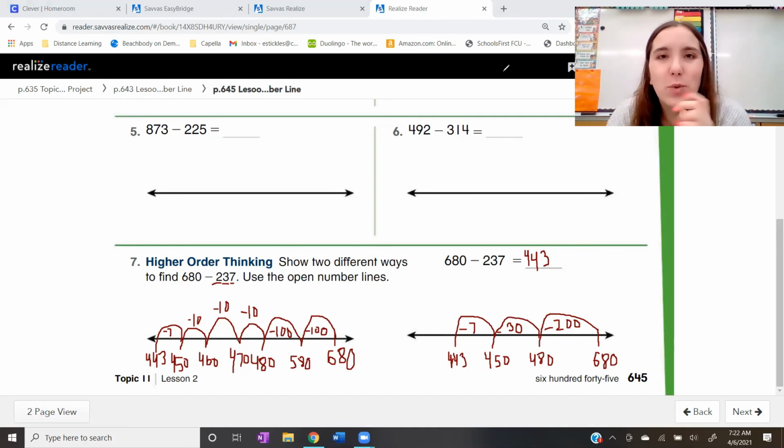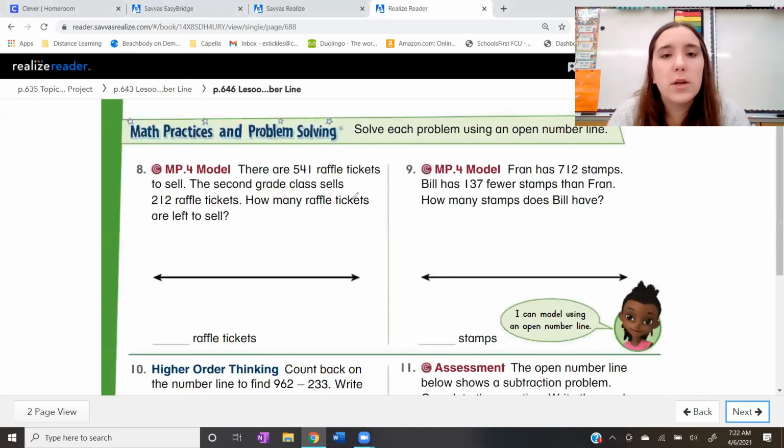We're going to turn the page and just do one last problem. Let's look at number 8. I'm going to read it to you and tell you how to set it up, and then you're going to solve it. It says there are 541 raffle tickets to sell. The second grade class sells 212 raffle tickets. How many raffle tickets are left to sell? So we are going to be doing a subtraction problem.